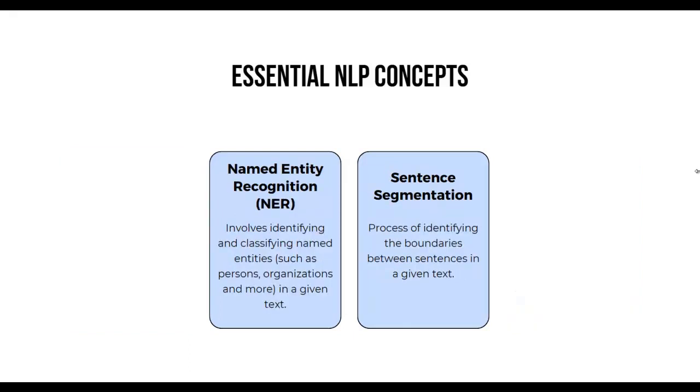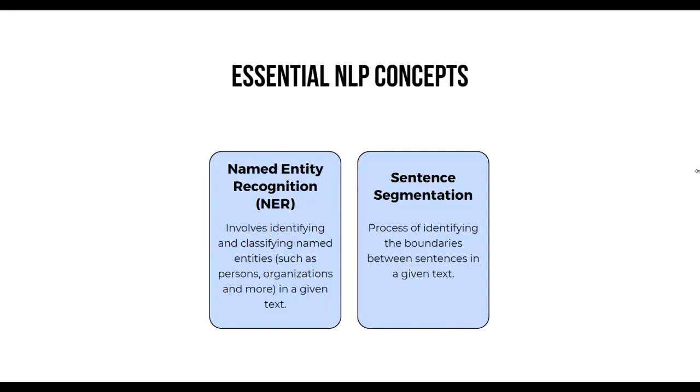Afterwards, we will discuss named entity recognition, which involves identifying and classifying named entities such as persons, organizations, and more in a given text. Finally, we will cover sentence segmentation, the process of identifying the boundaries between sentences in a given text. Throughout our discussion, we will touch on various other related concepts as well. To practically implement these concepts, we will use Python's Spacy library.